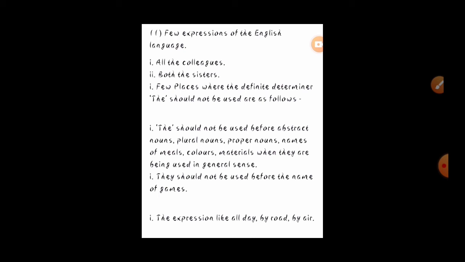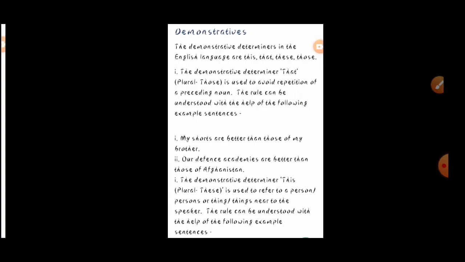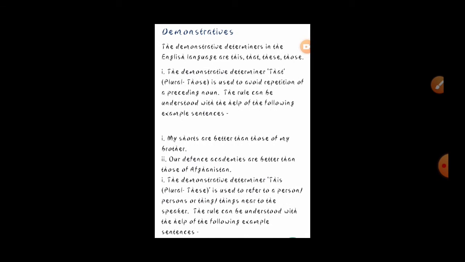Now a few places where the definite determiner "the" should not be used. So there are some exceptions where "the" can't be used. What are the places? "The" should not be used before abstract nouns, plural names of meals, colors, materials, when they are being used in a general sense. With an example I will explain you. They should not be used before the names of games. In expressions like all day, by road, by air, in all these cases we can't use "the".